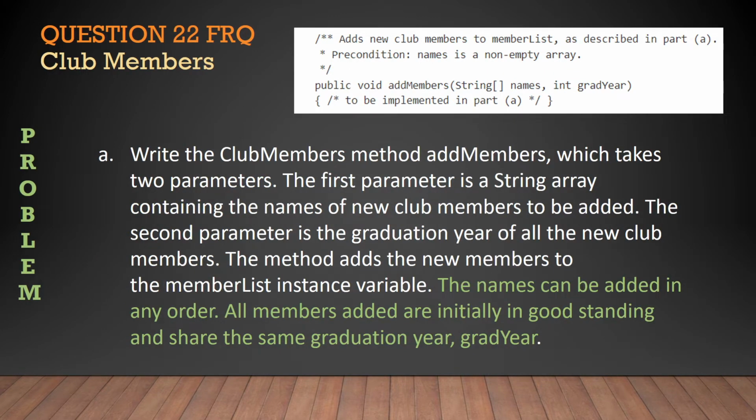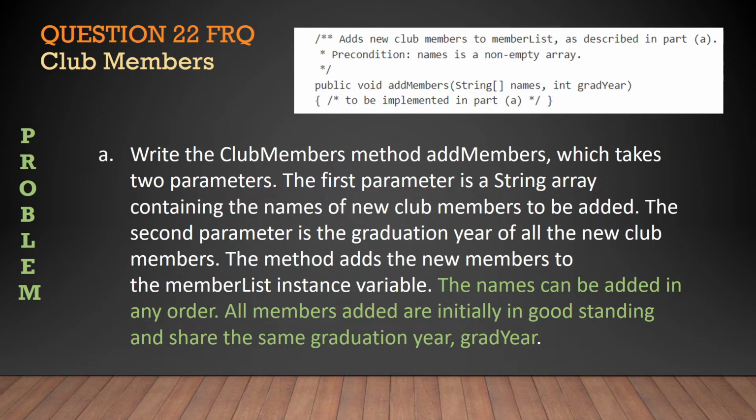So let's say with part A, here's the real text. Now the important point to notice is that the names can be added in any order, so don't worry about the order of the names. All members are initially in good standing and share the same graduation year, gradYear. Those are the conditions. We're only given the names and the grad year. We're not given the good standing, but it's telling us that we can assume that's going to be true to start with when we make a new member.